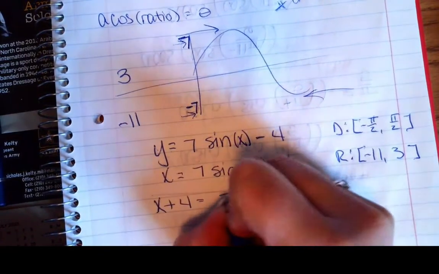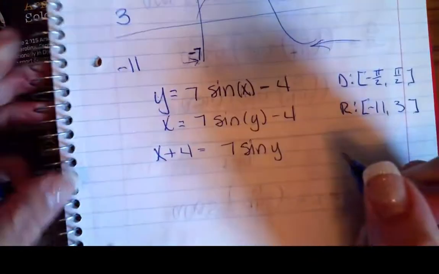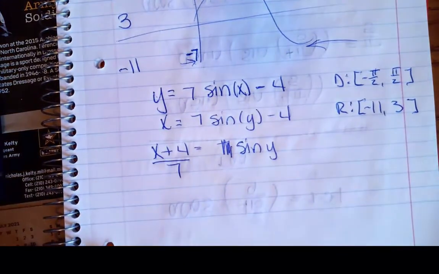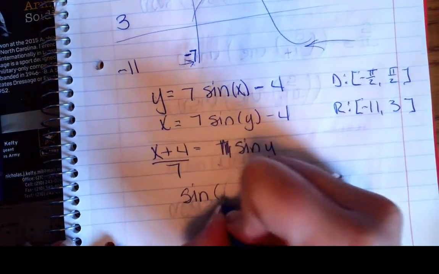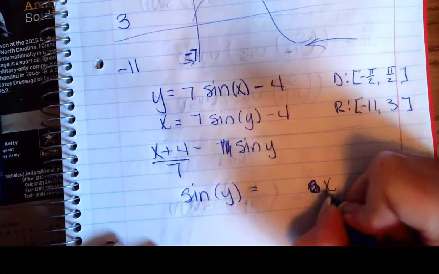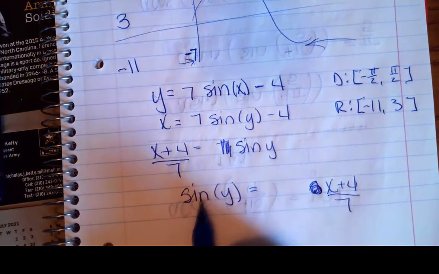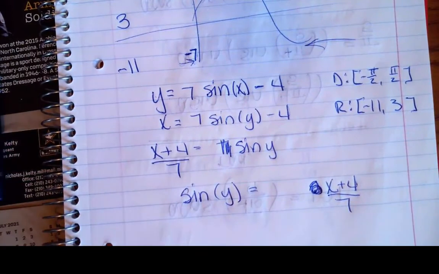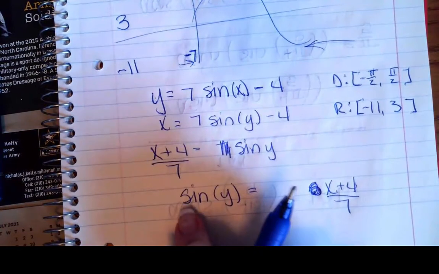So x plus 4 equals 7 times the sine of y, and then I'm going to divide both sides by 7. So I get the sine of y equals x plus 4 over 7. So I'm going to rewrite it so you can see what's happening. The sine of y equals x plus 4 over 7. But I need to release this y from captivity. So what I learned a while ago is trig functions and their inverses undo each other. So since I've already restricted my domain, I don't have to worry about doing this.